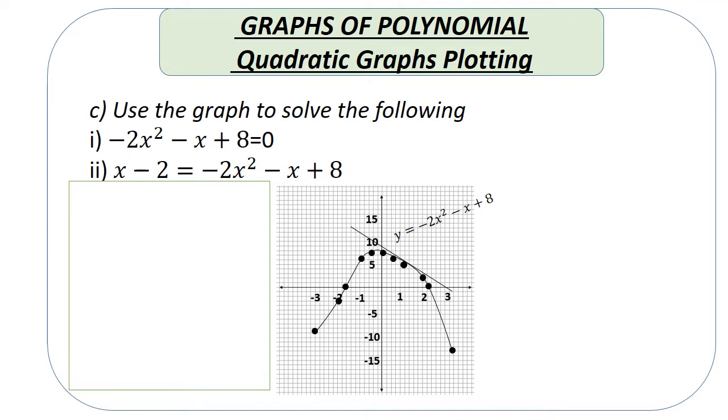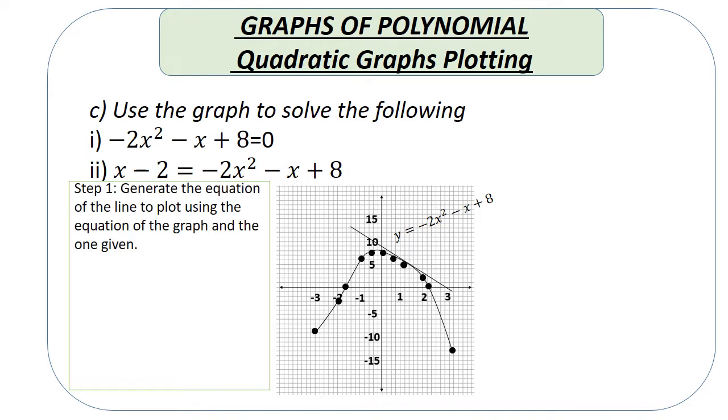of these two. So the first one is use the graph to solve the following: negative 2x squared minus x plus 8 is equal to 0. So the steps to do are simple. The first thing you do is you generate the equation of the line to plot using the equation of the graph and the one given. So what does it mean?